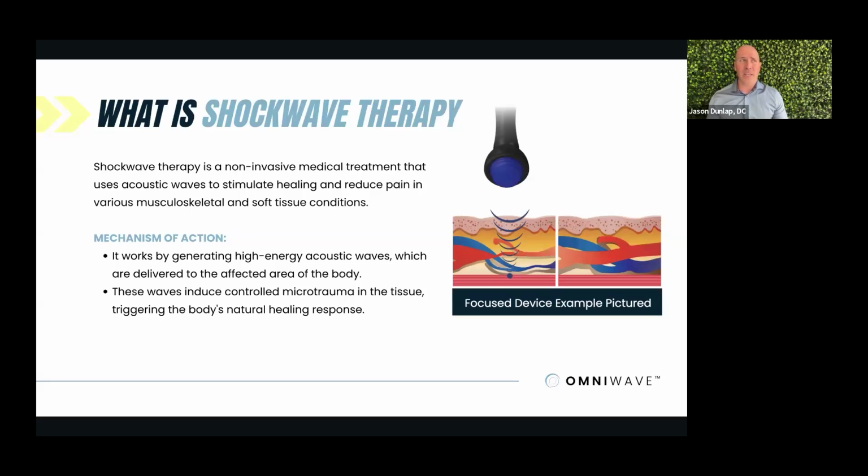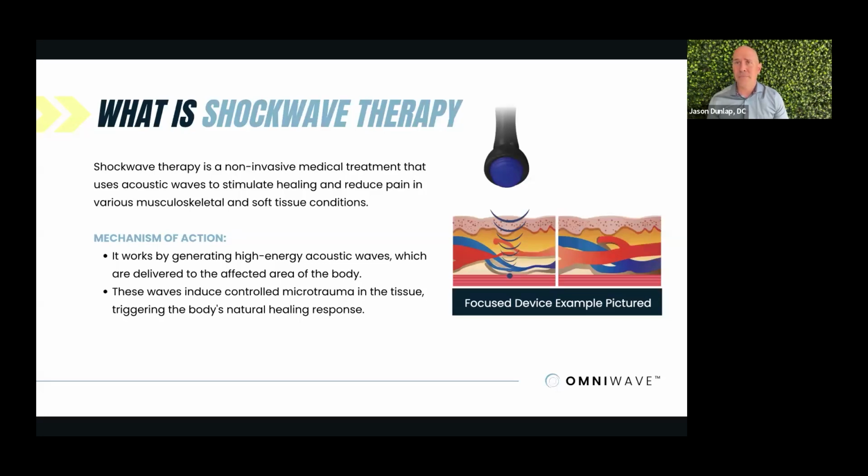But the upside is that you don't have to use injections. You don't have to use any surgeries to actually help your patients out. And so any office can have this machine, whether you're a primary care, a chiropractor, or PT. We have a lot of med spas that have these shockwave devices that can help the patient's natural healing response.